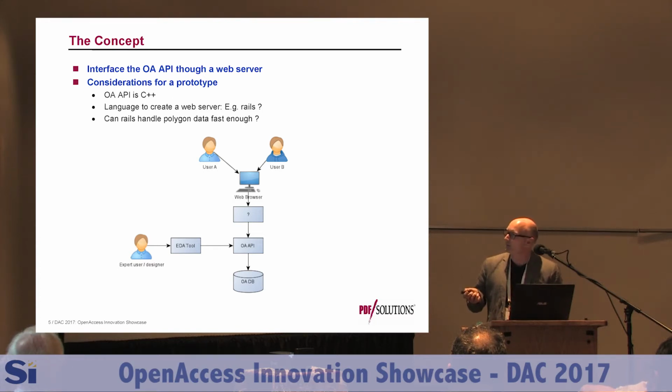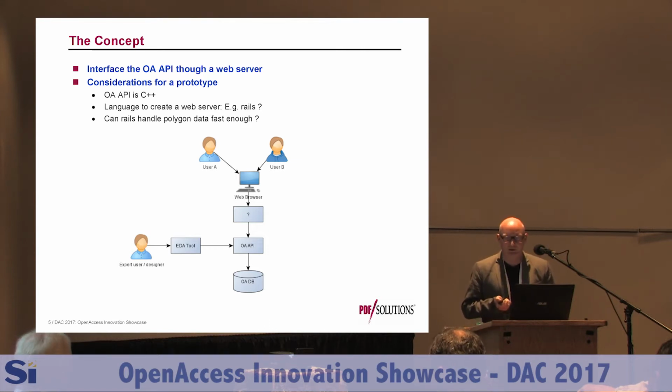Now we want to have something which talks to the OpenAccess database, but serves it on a web browser, and many, many people can just get access to it. The initial thought is, okay, OpenAccess is based on C++. Let's keep that in mind. Then what are typical languages which deal with web browsing or serving? For instance, there's Ruby on Rails. It's great, but can it really handle polygon data fast enough? Is it the right platform? I don't know, maybe, maybe not.